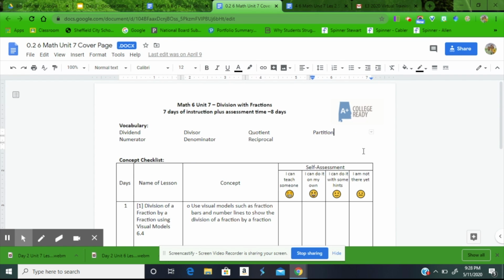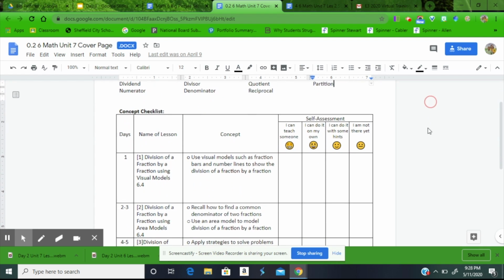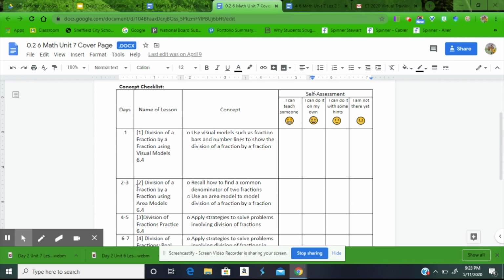If we look at our cover page or simplified skill, you'll see again that there's 7 days of instruction plus assessment time for a total of 8 days. Then you'll find the vocabulary listed below that they will acquire during Unit 7. Scroll down till you find Lesson 2, division of a fraction by a fraction using area models. Again, that's covering the Alabama Course of Study 6.4, and it can be found on days 2 through 3.